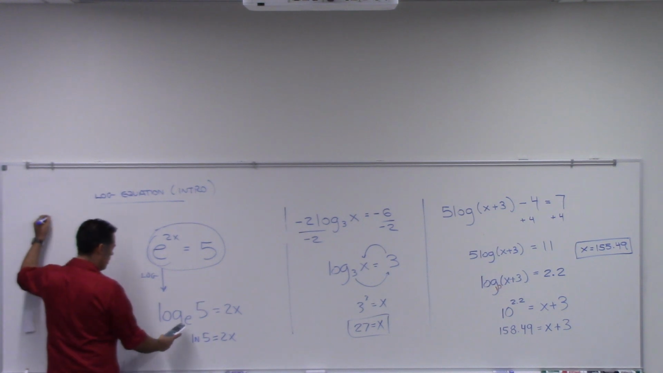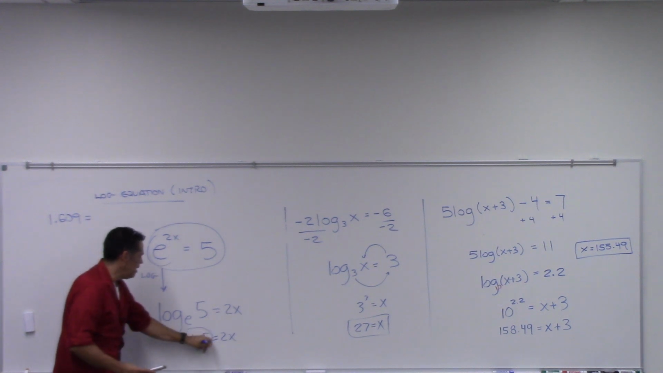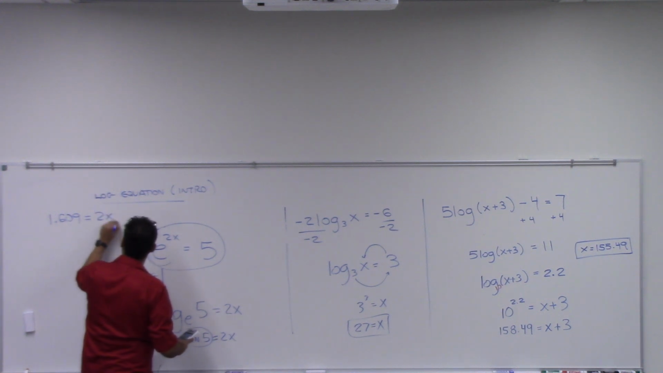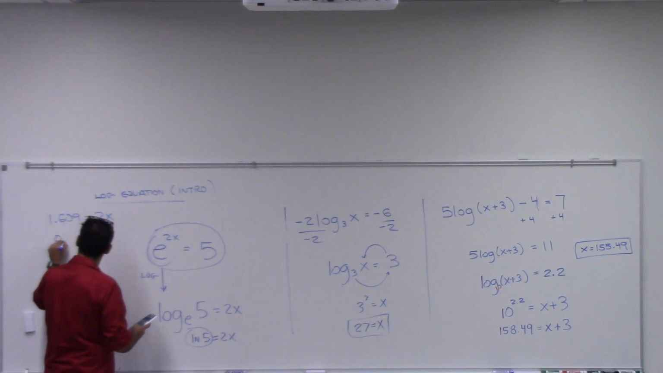I'm going to continue up here. You get 1.609 equals, that's this side, and the other side is 2x. And then just divide by 2. And you get 0.804 something.